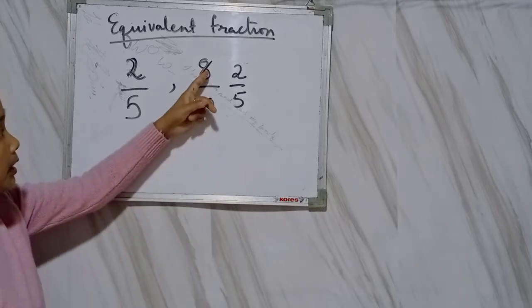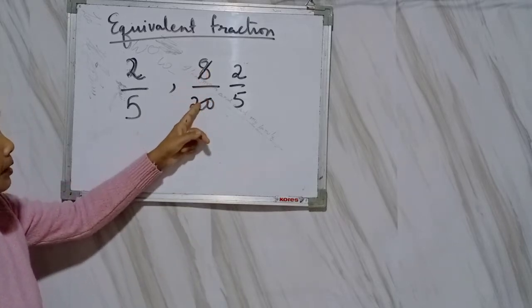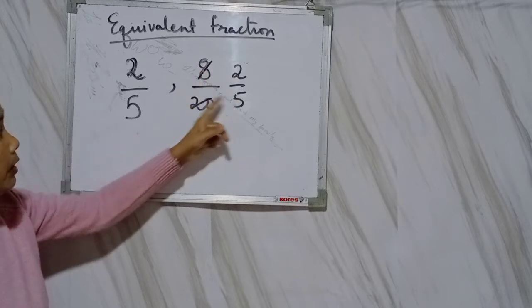And then here 4 can divide both these two numbers. 4 2s are 8 and 4 5s are 20.